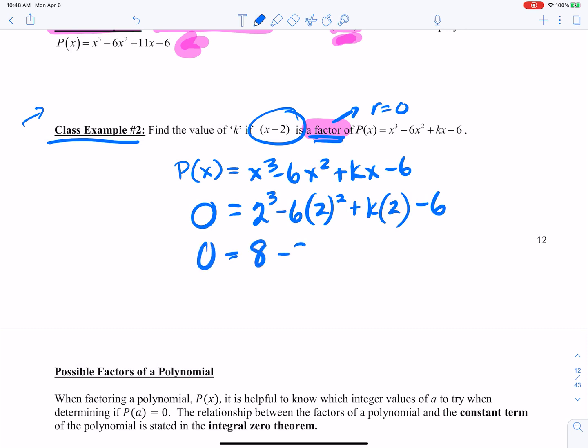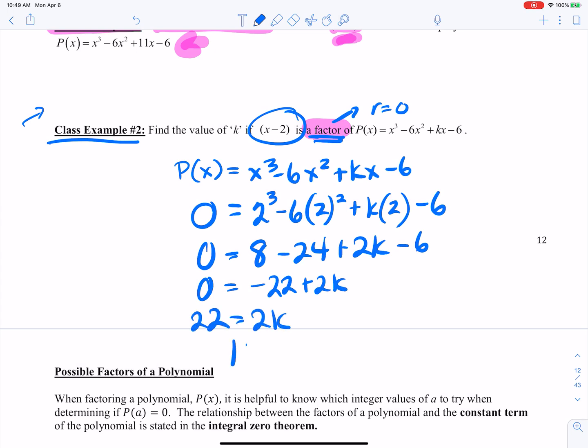Let's see, 8 minus 24 plus 2k minus 6. So that gives me 0 is equal to negative 22 plus 2k. 22 is equal to 2k. So if I solve it, k is equal to 11.